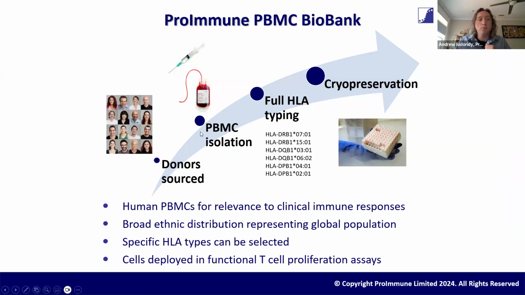All of these assays require our ProImmune PBMC biobank. This biobank is sourced from altruistic donors in the UK. We are provided with the blood for PBMC isolation. We do all of the cell isolation and cryopreservation ourselves, so we have a lot of control over the quality and reproducibility of these cells. And these are all fully HLA typed for MHC class 2. This gives us a really good way of looking at specific populations or just generally tailoring it to a global population.